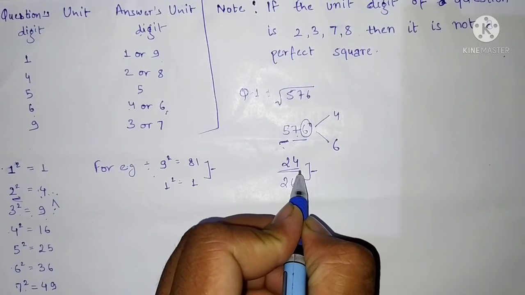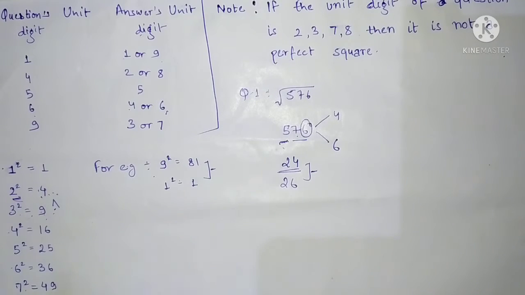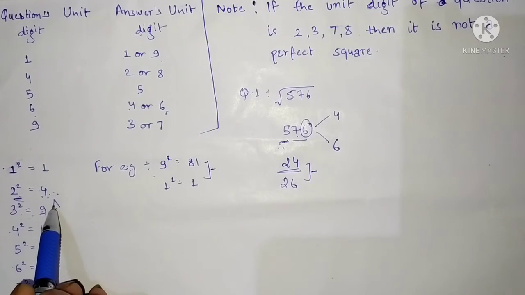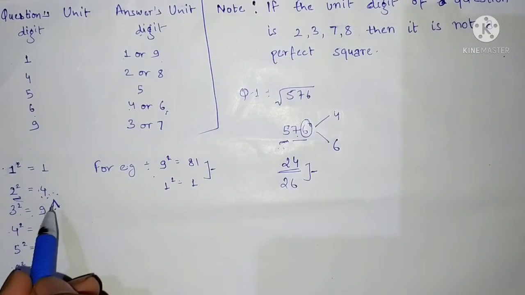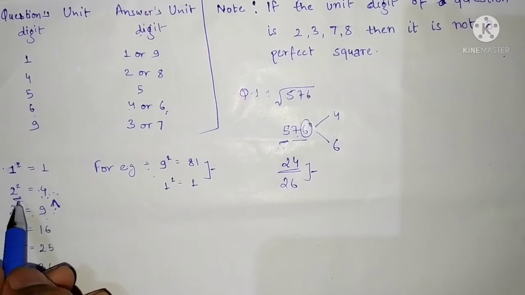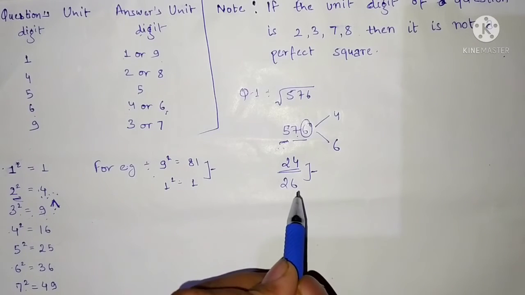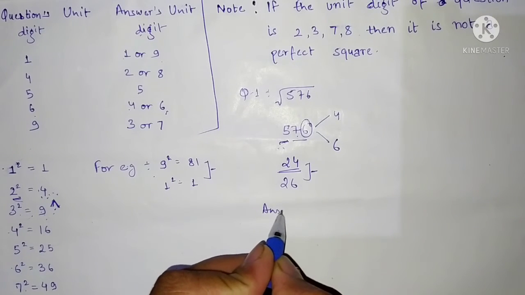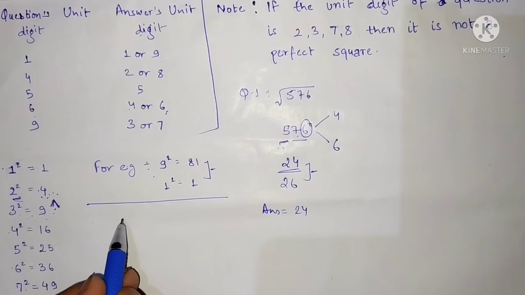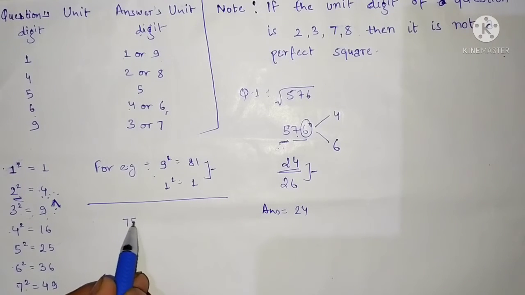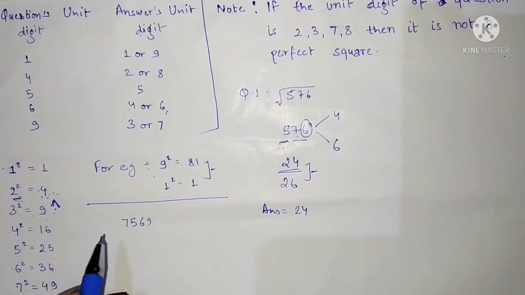Is it clear? Any doubt? 5 is nearest to 4, that is why we are taking the upper one. Nothing else to do. We just have to look at the question, look at the numbers, and write the answer. So the answer is 24. Got it? Now one more question we will take: 7569. We have to find the square root of this number.